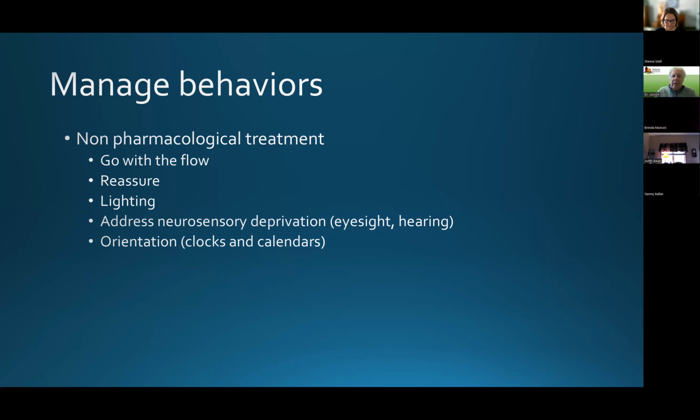And then also reorienting the person. So having clocks telling what the date was. Today's Tuesday, and Tuesday afternoon, and so forth. And tomorrow's Valentine's Day, or something like that.